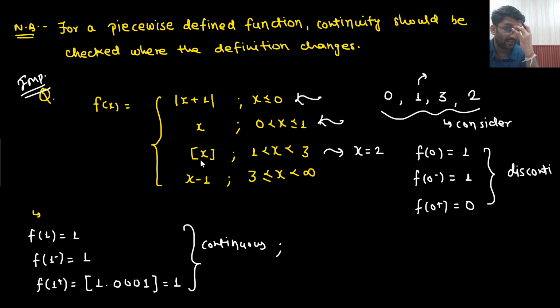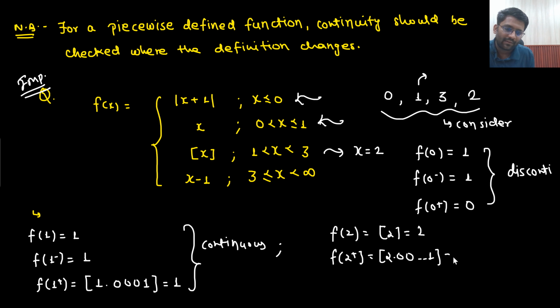What about the other guy? The other guy is 2, and it is pretty obvious. If I go and ask what is the value of f of 2, he will say I am 2 only. If I go and ask what is the value of f of 2 plus, he will say okay, just greater than 2, again 2 only.